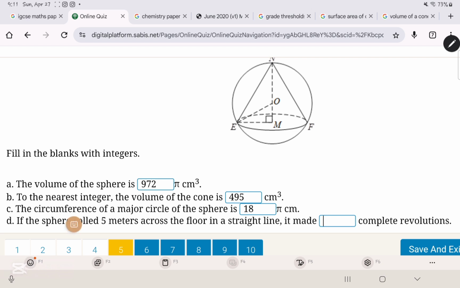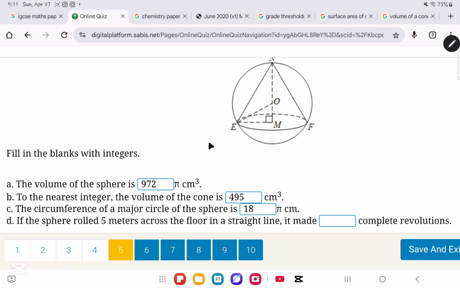Now finally, if the sphere rolled 5 meters, how much is 5 meters in centimeters? It is 500 centimeters, okay? Across the floor in a straight line, it makes how many complete revolutions? To find the value of revolutions, it's going to be the total distance traveled, so dt means distance traveled, over the circumference.